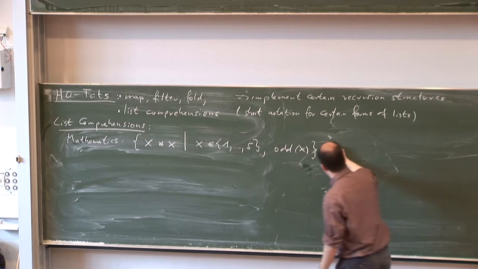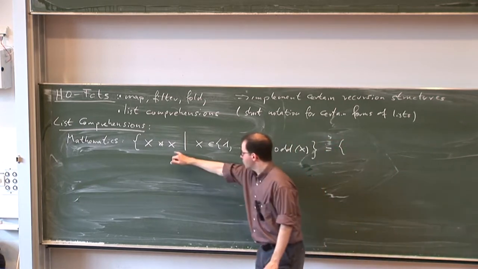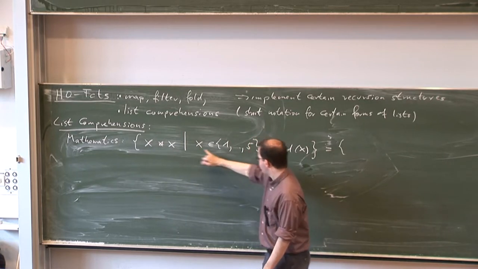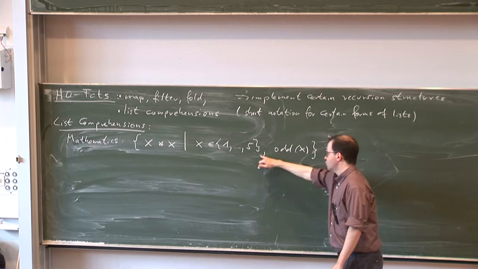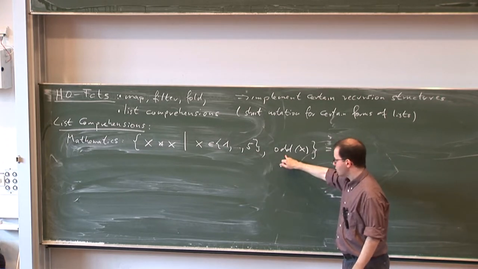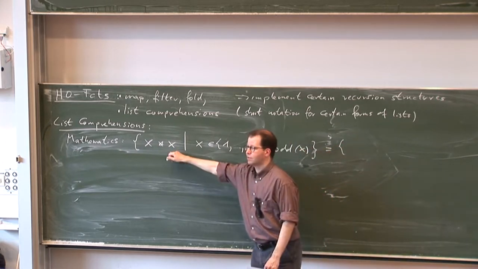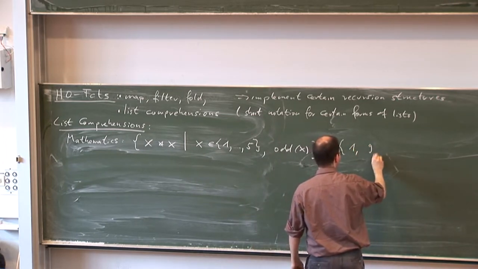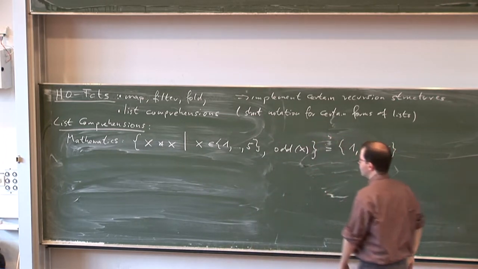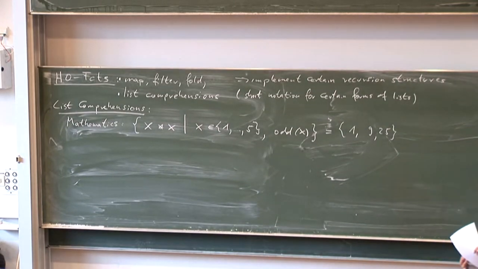And, well, what is this set? To compute this set, you take all x's from this set, 1 to 5. But then you don't take all of them, only those which are odd. So only 1, 3, and 5. And you compute their squares. So 1 squared, 3 squared, 5 squared, which is 1, 9, and 25. Now, this hopefully looks very familiar to you.